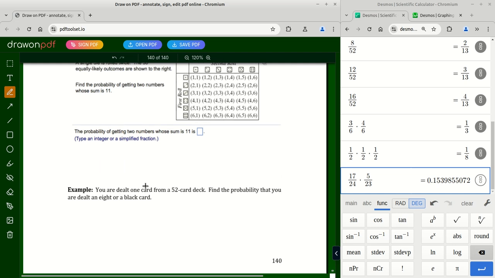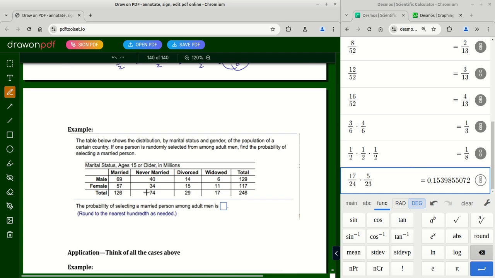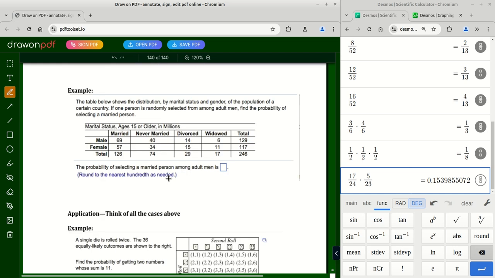Wait, that's it? That's literally it? That's the end. Oh my gosh. Okay, cool. So we're almost done. From among. See it right there? From men. So again, same thing. I'm going to get rid of the females and the total. Okay? I'm getting rid of it. Totally gone. All right, that's better now.